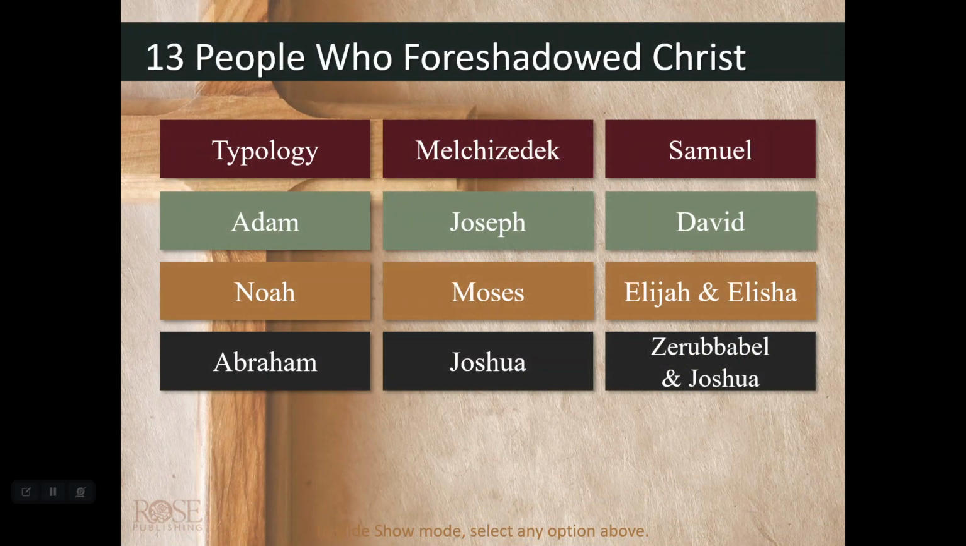We're going to be doing 13 people that were foreshadowed about Christ. Starting next week, I'll be talking on Adam first, then Noah, then Abraham, Melchizedek, Joseph, Moses and Joshua, Samuel, David, Elijah, and Elisha, depends how you want to say that, and Zerubbabel, and then another Joshua. There are two of them. The second one is Joshua the high priest, so we're going to learn about him also.